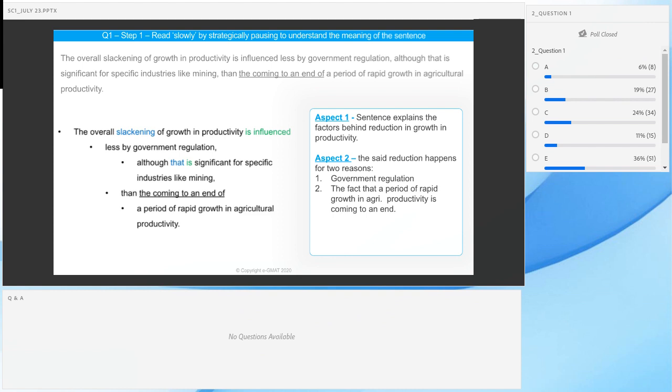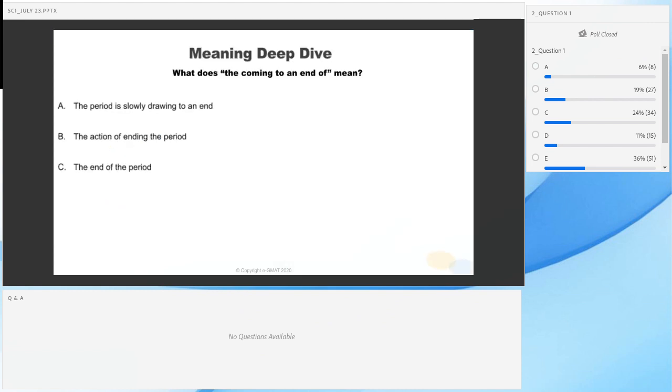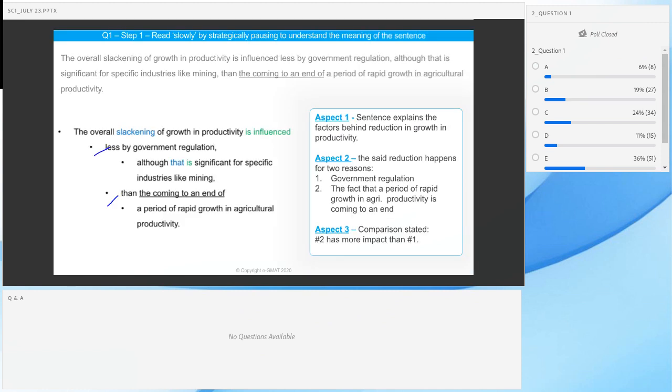So now that we understand the meaning of the sentence very well, we figure out that there is a comparison between these two entities in the sentence. Now, why do people get questions wrong, right? Over here, if I take you back to my previous slide, a very small portion of the sentence is underlined, and it is very crucial to understand the meaning of this particular underlined portion.